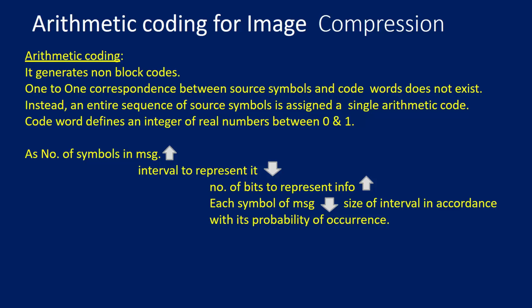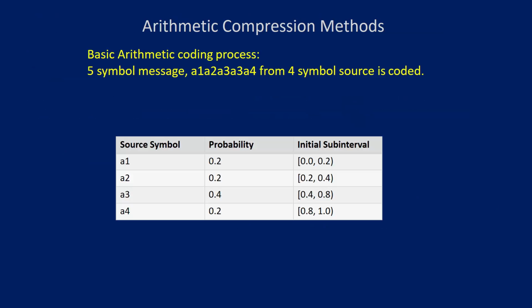As the number of symbols in the message increases, the interval to represent it decreases, and the number of bits to represent the information increases. Each symbol of the message decreases the size of the interval in accordance with its probability of occurrence. So I am going to explain the whole process with the help of an example.